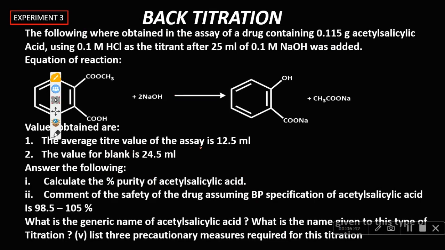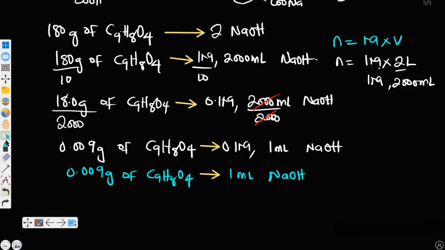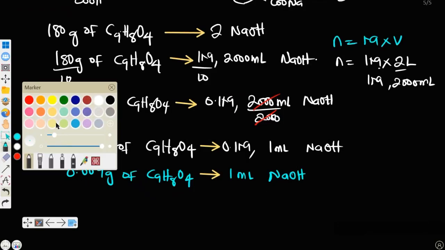The average titer value for the assay, which is the main assay, was given as what? 12.5 ml. They already gave you. The blank was what? 24.5 ml. So to get the amount due to aspirin, what will it be? 24.5 ml minus 12.5 ml. So you now say, titer value due to aspirin.